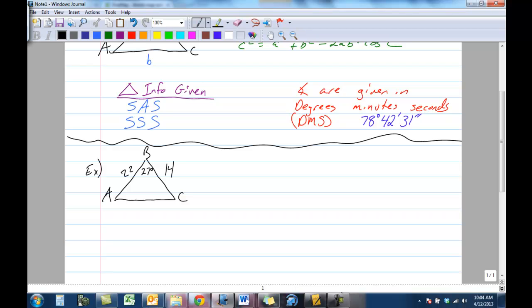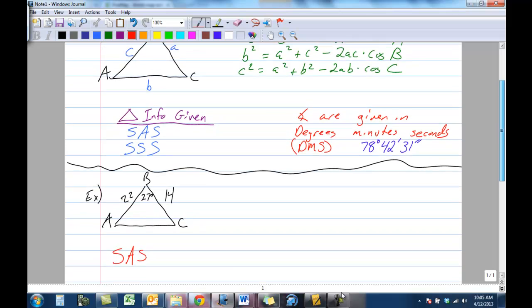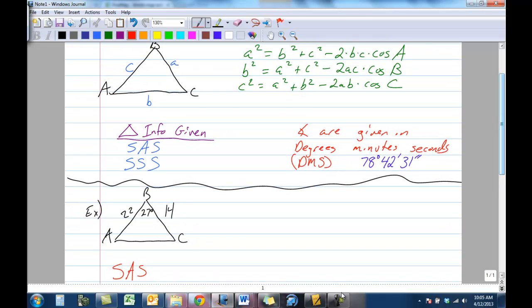What pattern is this? Last year in geometry, when you were proving triangles, there were patterns that we would do, and one of them was side, angle, side. Right, and that's what pattern this is. This is a side, angle, side triangle because we're given two sides and the angle between those two sides. So we were given angle B. Which one of the three formulas do you think we should use? Right, we're going to use the B formula here.